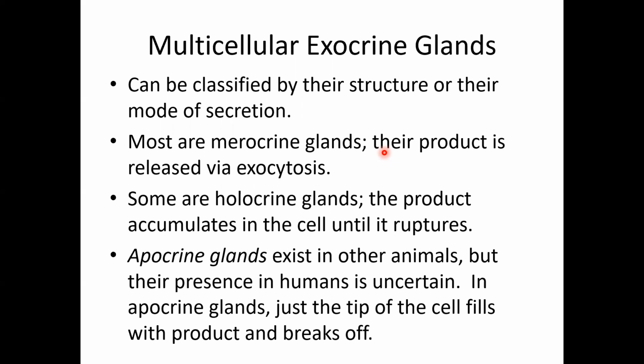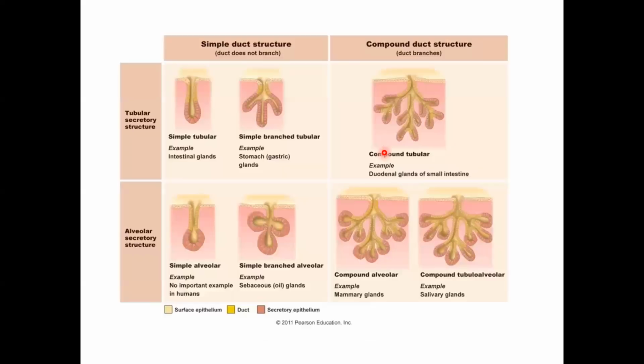Now we do have holocrine glands. A holocrine gland will produce a product but not secrete it. Instead, the product just accumulates inside the cell until the cell explodes, and now it's secreted. Apocrine glands are iffy. We do know that they exist in certain animals, but their presence in us is uncertain. In an apocrine gland, just the tip of the cell will break off. We can also classify these glands by their structure. We have simple tubular, like glands of the intestines, simple branched tubular, and the gastric glands.